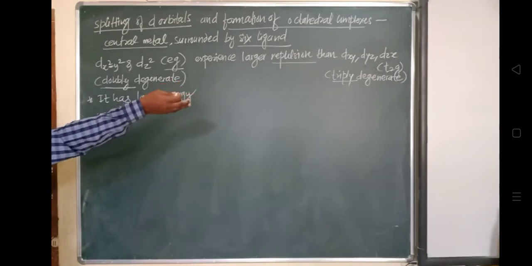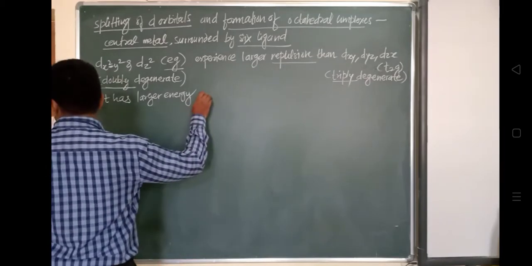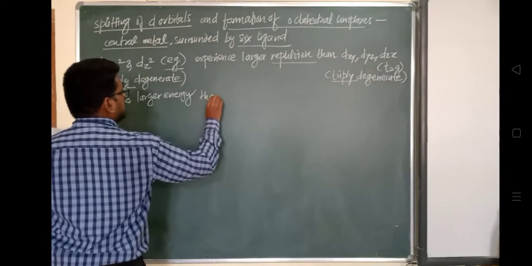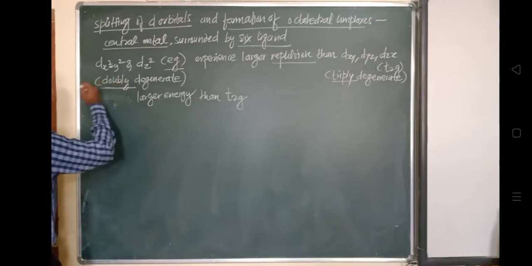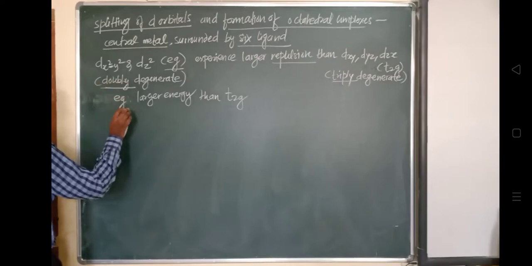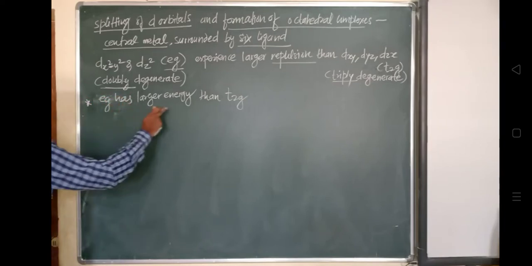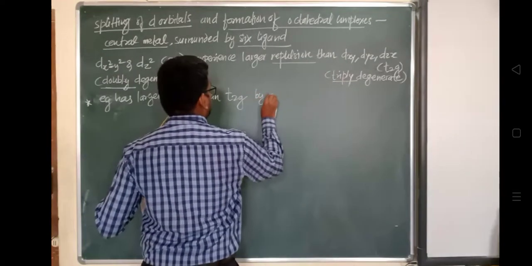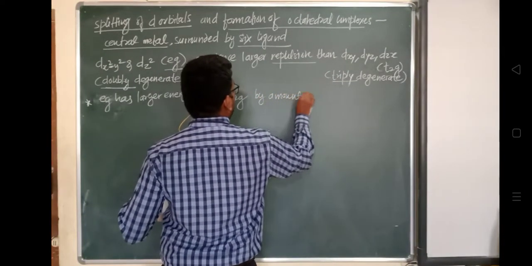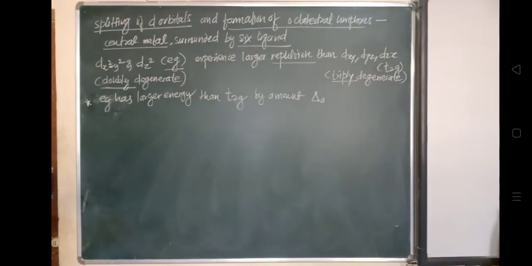So what is that amount? I will write here: this eg set has larger energy than the t2g set by an amount. That amount is called delta naught. What is delta naught? It is the crystal field splitting parameter. Delta naught is the difference between these two sets. We have called that the crystal field splitting parameter.